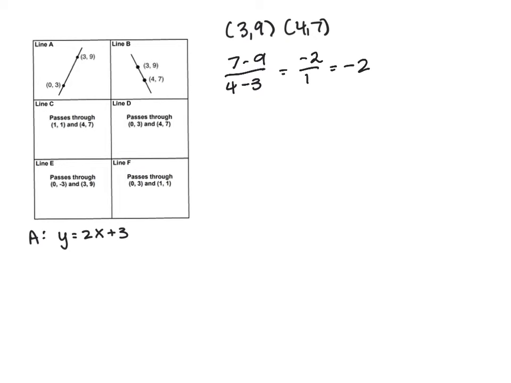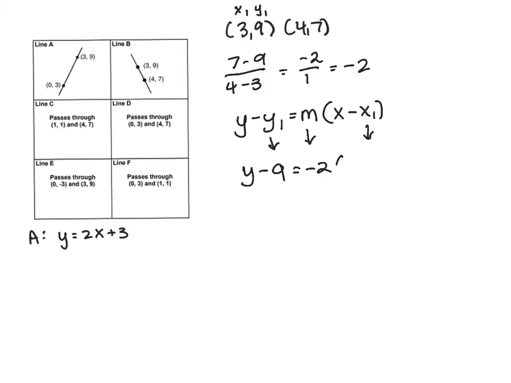Now, I'm going to use point-slope form, and I'm going to use the first point. So this is going to be my x1 and my y1. The formula says y minus y1 is the slope times x minus x1. We're going to substitute for the x and the y and the m. So our first step is substitution. Y minus 9 equals negative 2 times x minus 3.